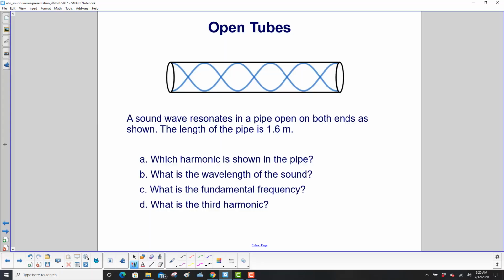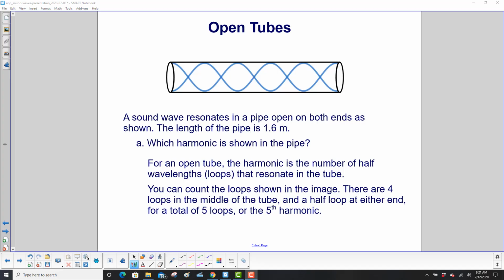A sound wave resonates in a pipe that is open at both ends. That's what this is showing you, and that's why they call it an open tube. The length of the pipe is 1.6 meters. What harmonic is shown in the pipe? What is the wavelength of the sound? What is the fundamental frequency? And then what is the third harmonic?